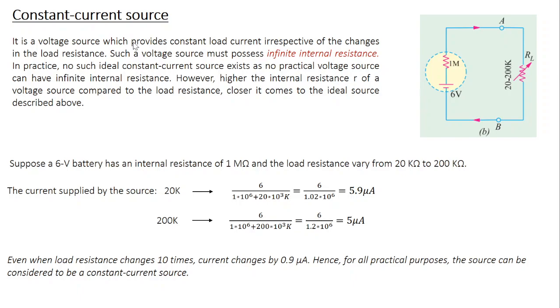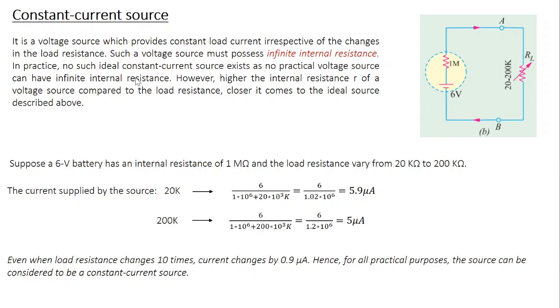Similarly, what is a constant current source? As the name suggests, it is a source which provides constant load current irrespective of the changes in the load resistance. An ideal constant current source should have infinite internal resistance, so that irrespective of the changes in the load resistance, the value of the current is going to be constant. So if the internal resistance is much higher than the load resistance, the changes in the load resistance will be masked by this huge internal resistance, so that you have an almost constant current through the circuit.